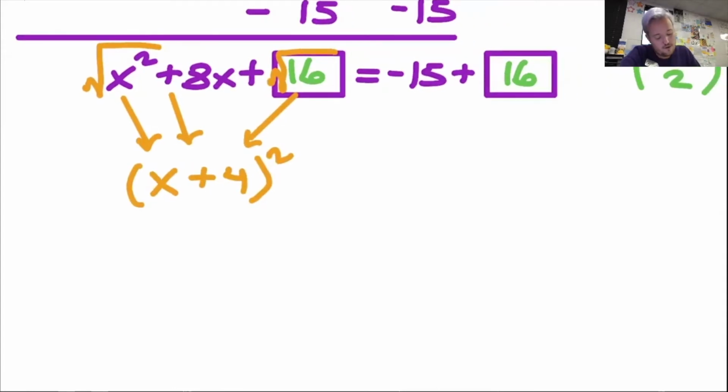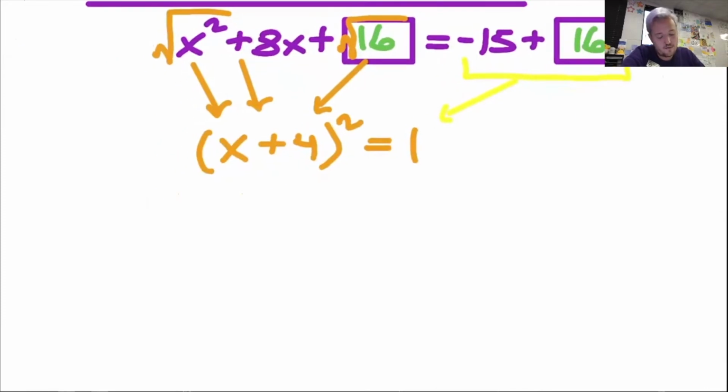All right, and then on the right side, we have negative 15 plus 16, which just gives you 1. So when I add those together, you're just going to get 1. All right, so now we can start solving. So to keep this from getting a little too messy and too clustered, I'm going to copy and paste.